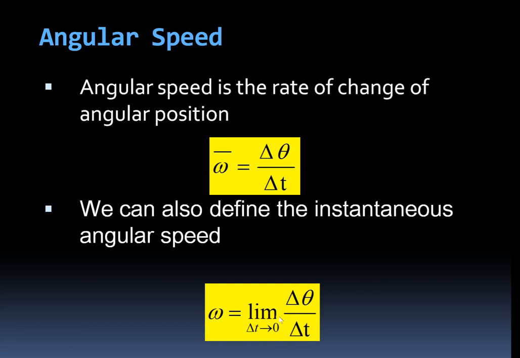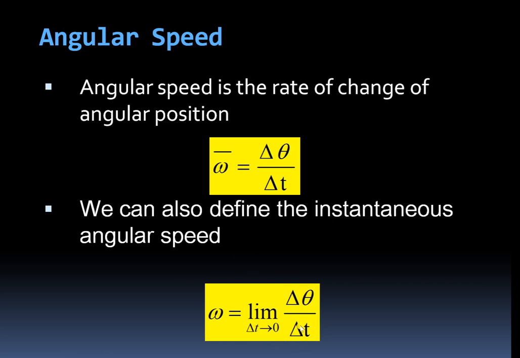What is the meaning of that? We write this when we require a very instantaneous angular speed, over a very small interval of time. At that time we require this type of equation. Limit means that delta t, the time difference, tends to 0 but is not equal to 0.